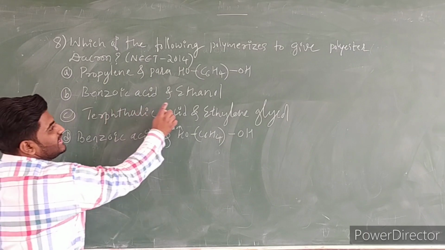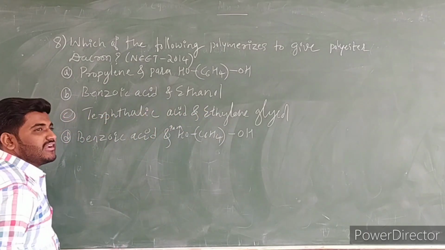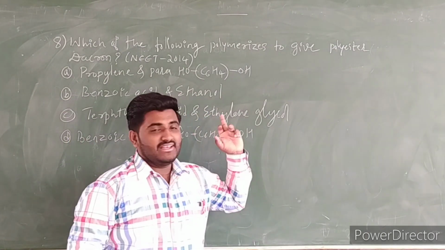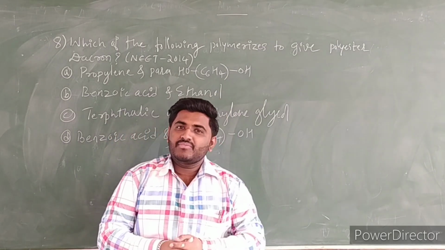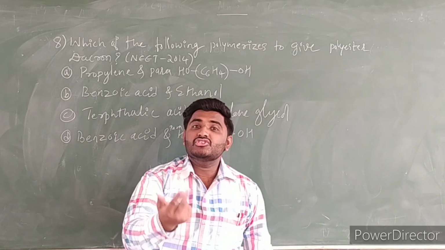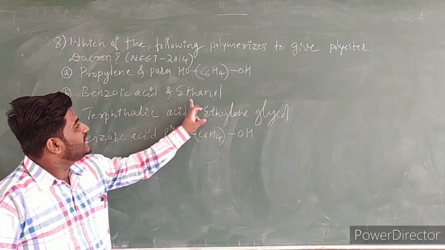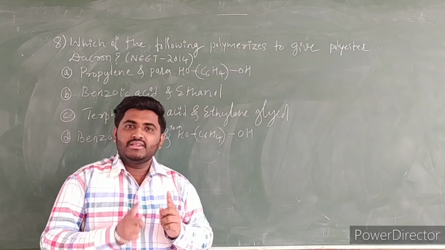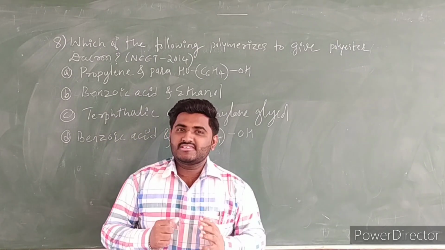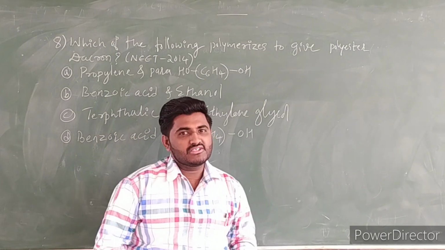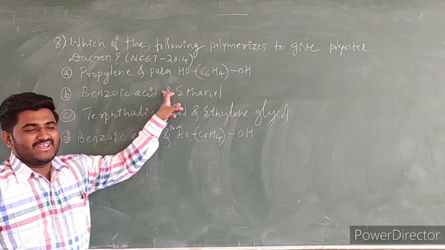Benzoic acid and ethanol. Ethanol is given, but we want terylene, polyester, nothing but dacron, which is made up of bifunctional monomers. Here, benzoic acid has only one COOH group. Ethanol has only one OH group. These are monofunctional monomers. We want bifunctional monomers. Hence, this one is also a wrong answer.